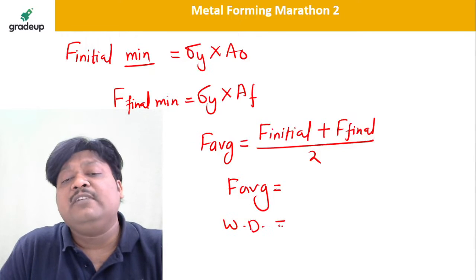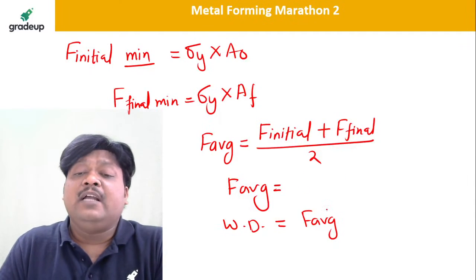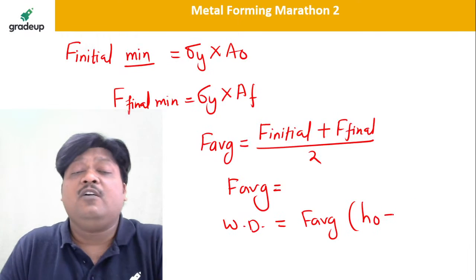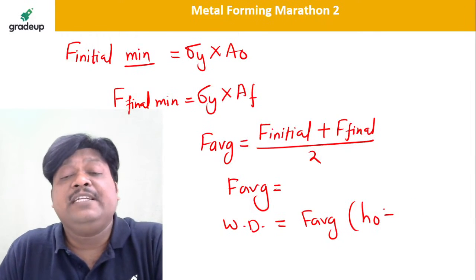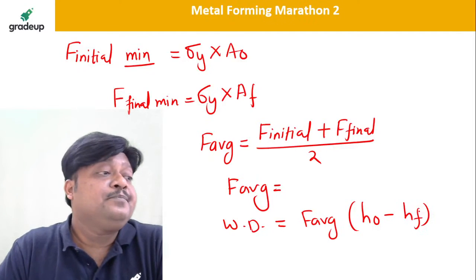And work done is what? Very easy. Force average, or if efficiency is given, you can take the actual force, into the bracket of the height displaced, from 50 mm height to 40 mm. So, H original minus H final.